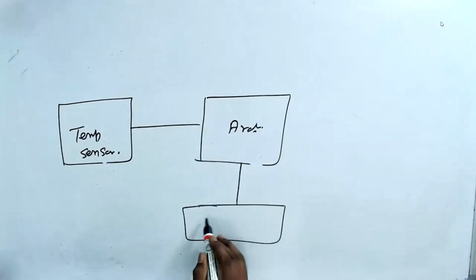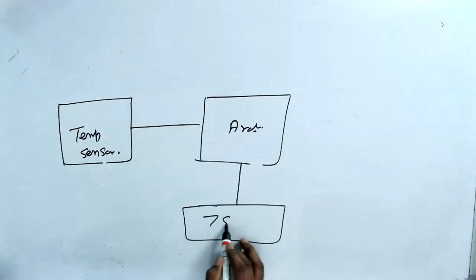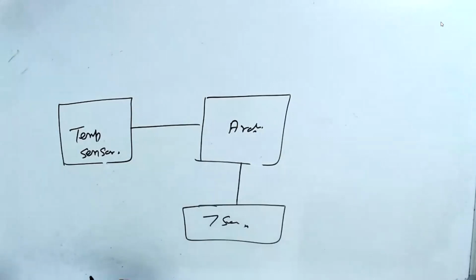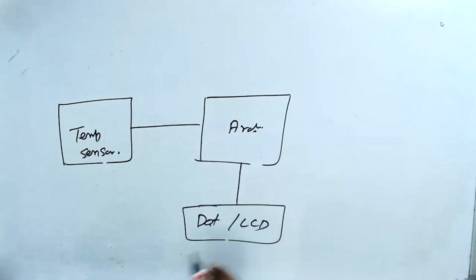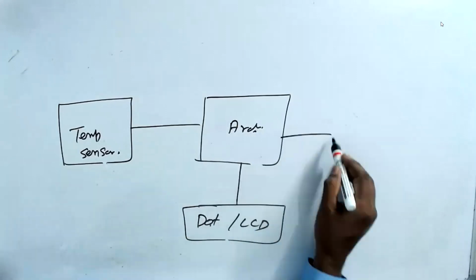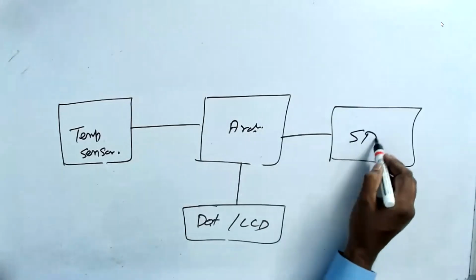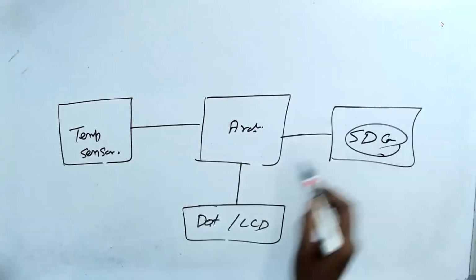We first display it on the 7 segment. Later display it on the dot matrix. Then LCD. Then store it on the SD card. I'll tell you how to do that with the SD card when I'm discussing the SPI interface.